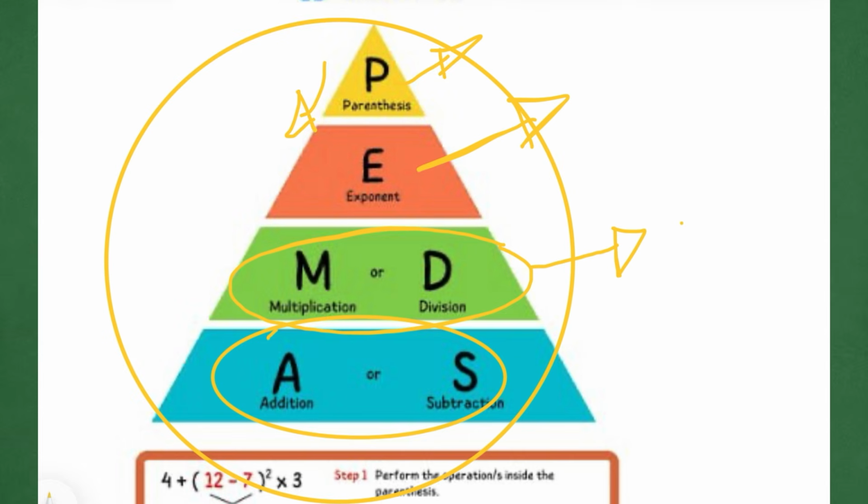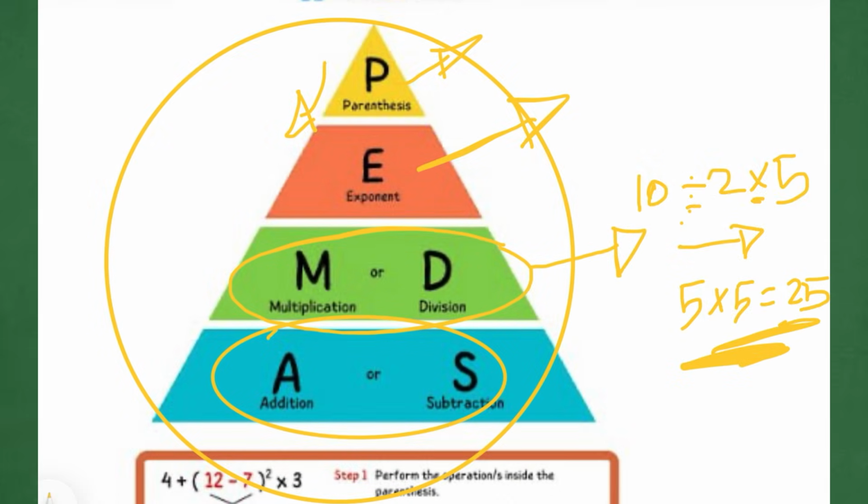Let's test this with a quick example. Take 10 divided by 2 times 5. There's a division and a multiplication here. And remember, they're equal priority, so we just go left to right. 10 divided by 2 is 5. And then 5 times 5 is 25. That's the whole idea. Left to right in the order they appear.